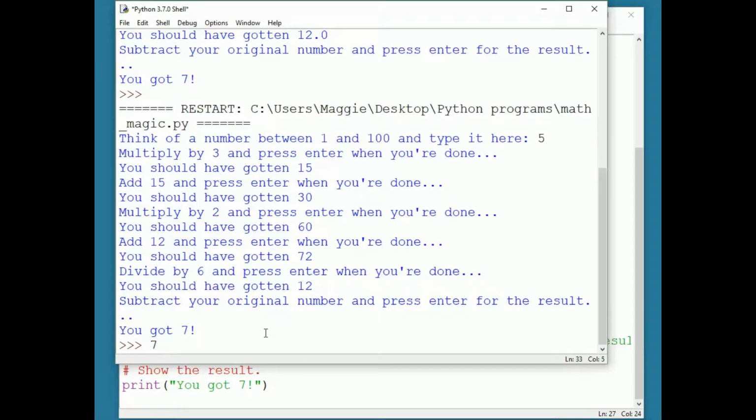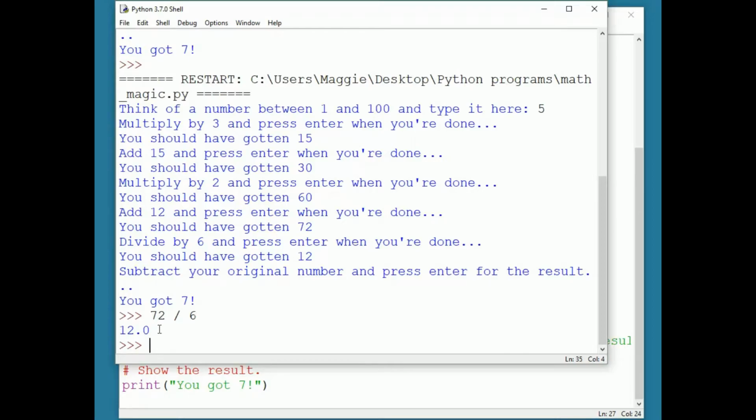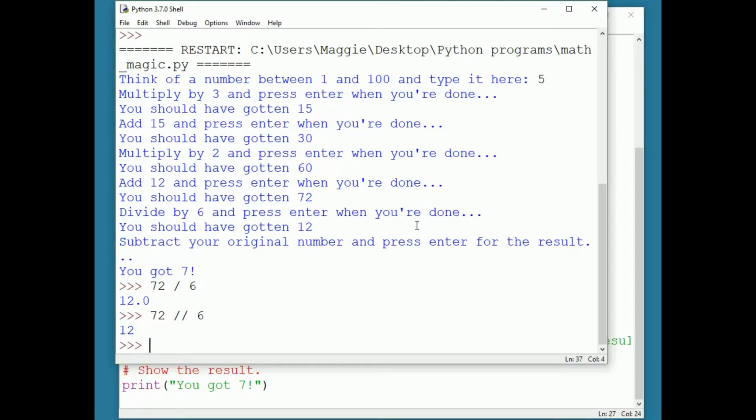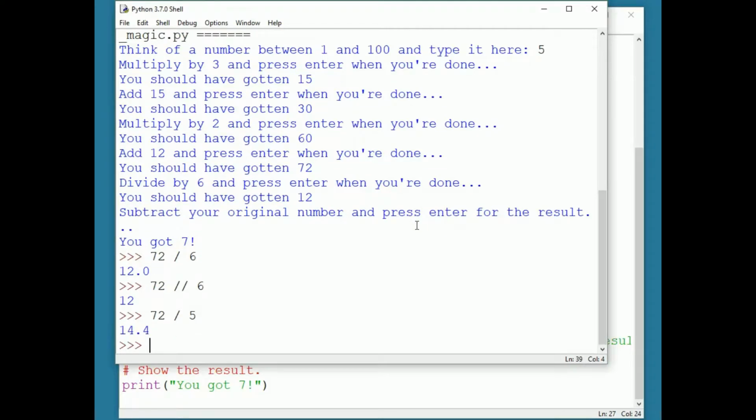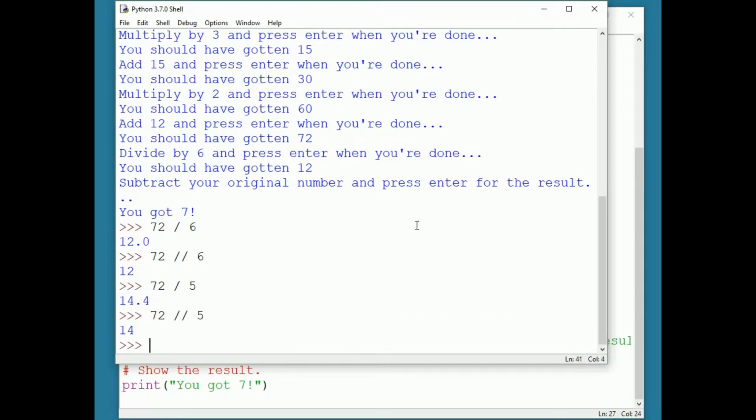Let's type 72 divided by 6 in the console, and we can see the result is 12.0. Now if I type 72 // 6, or flooring division 6, I get 12. But what about something that doesn't divide evenly? I'll try 72 divided by 5 and I get 14.4. But 72 flooring division 5, and I get 14.